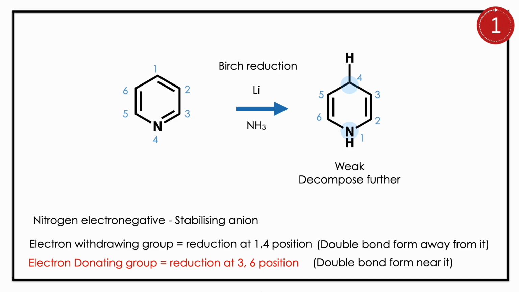Basically, Birch reduction is possible, but where the reduction happens is interesting. Since nitrogen is electronegative, it can stabilize the anion. So the reduction happens at nitrogen as well as the 4th position. Nitrogen can be treated as an electron withdrawing group. The final product is the 1,4 reduction. The concept you outline here is that pyridine also undergoes Birch reduction, where nitrogen and the 4th carbon are reduced.